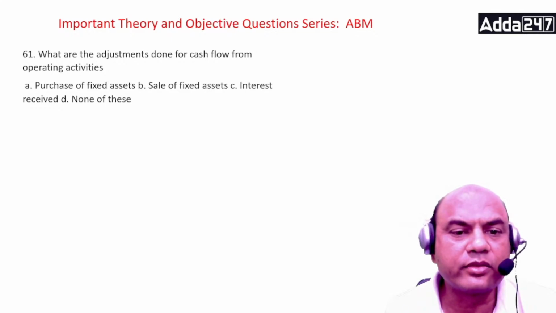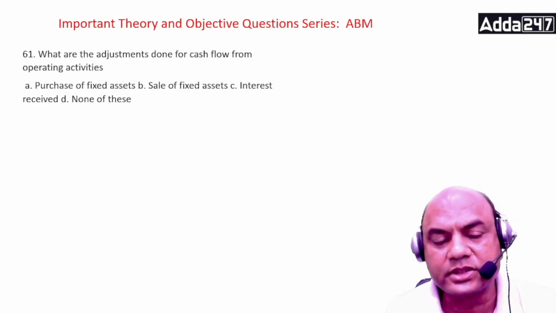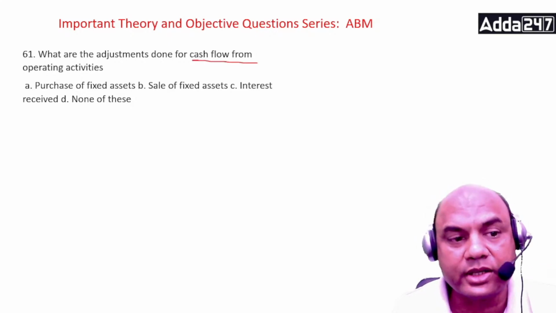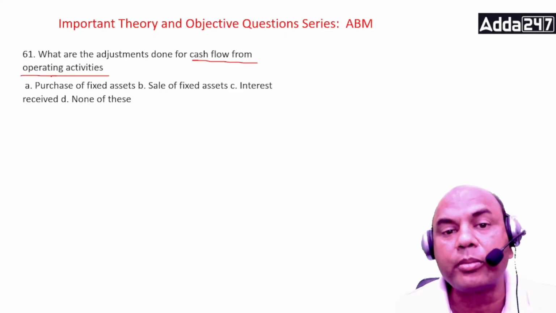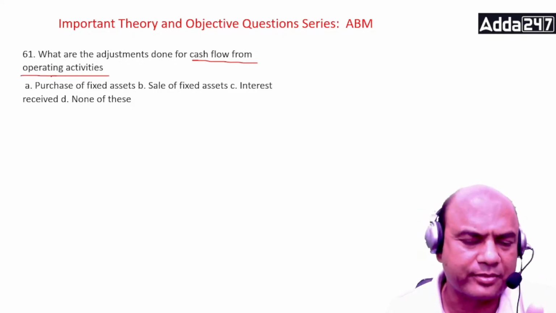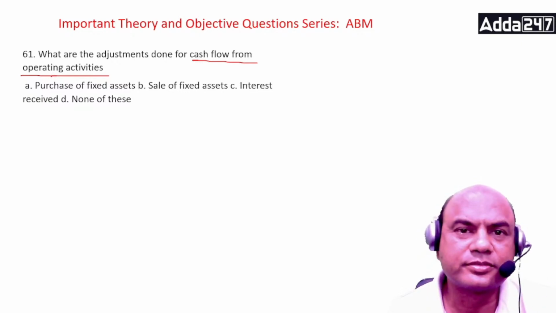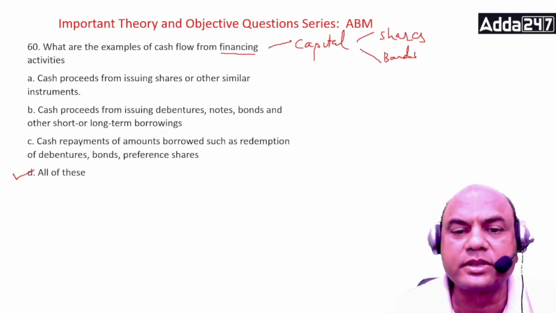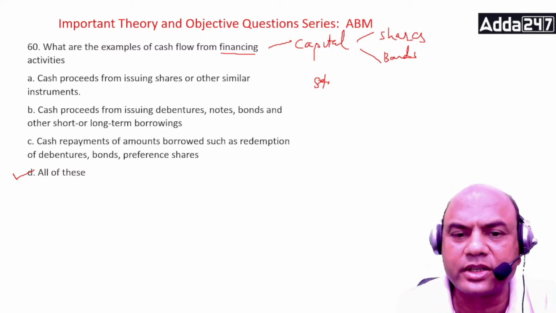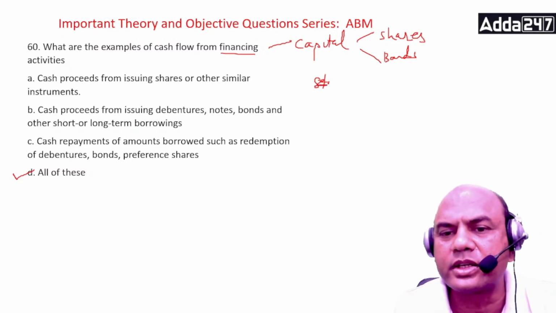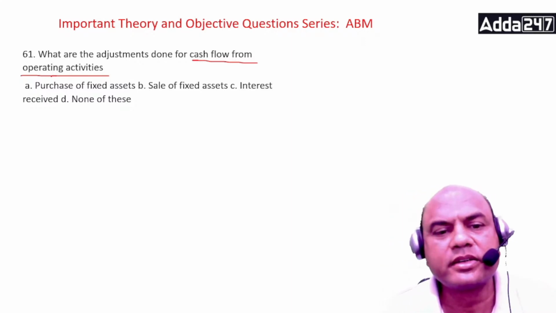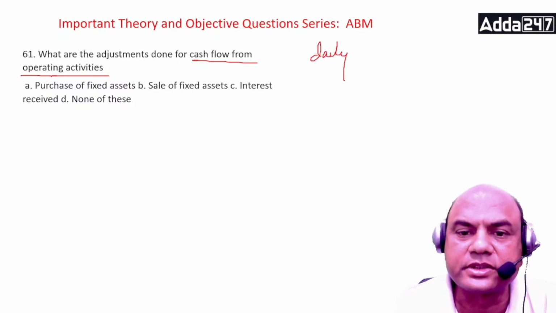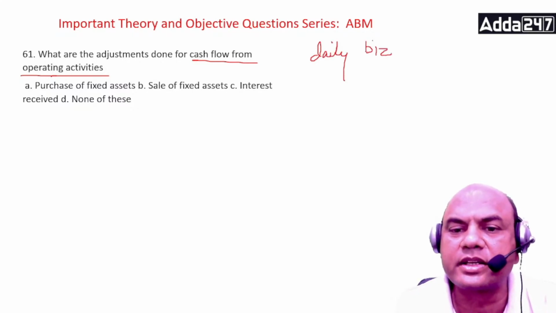What are the adjustments done for cash flow from operating activities? Now, what are operating activities? Just now we saw the cash flow from financing activities. Financing means capital market. Operating means what? Daily doing the business. Understand the clear difference. Financing activities is related to the stock market, simply related to shares and bonds. But operating activities are related to your daily business.